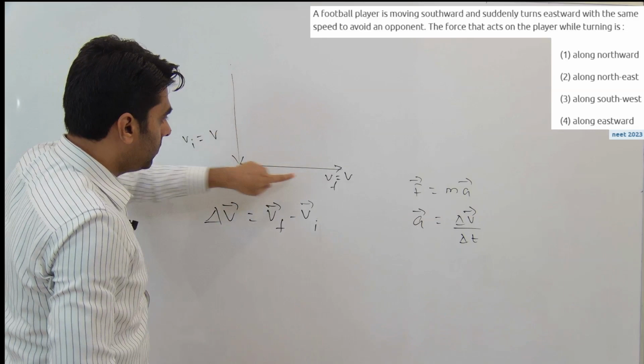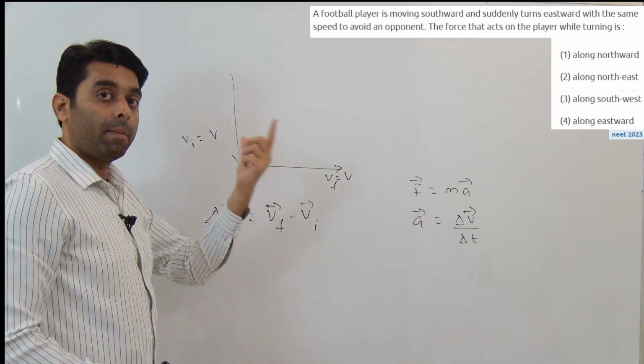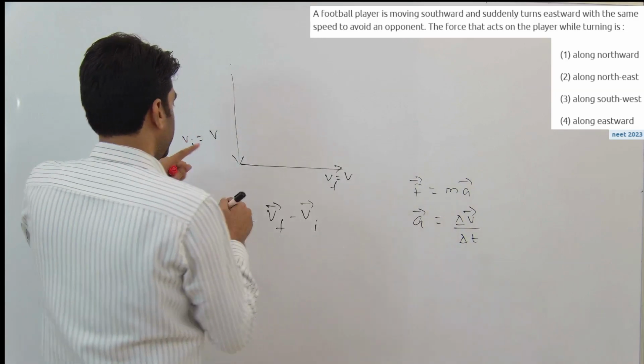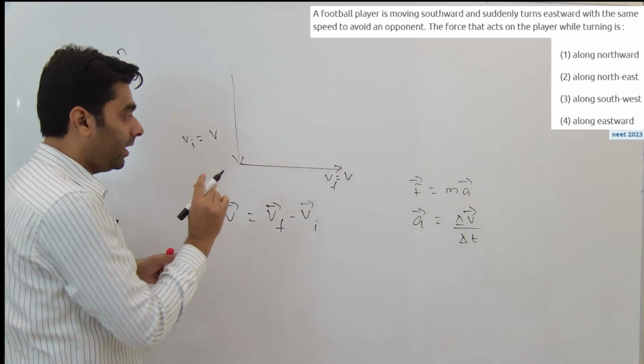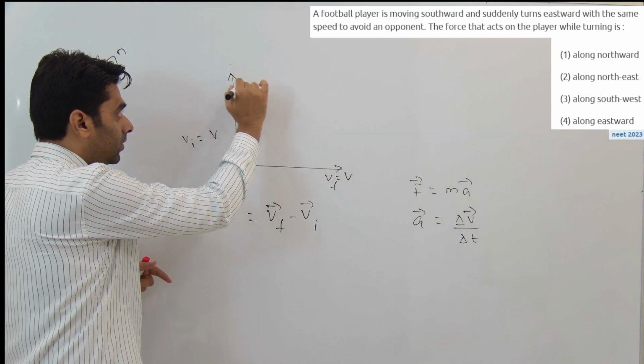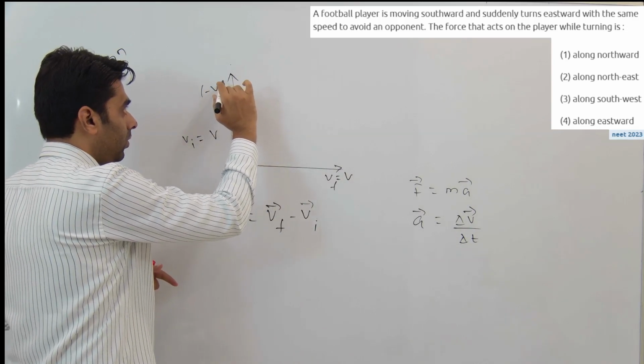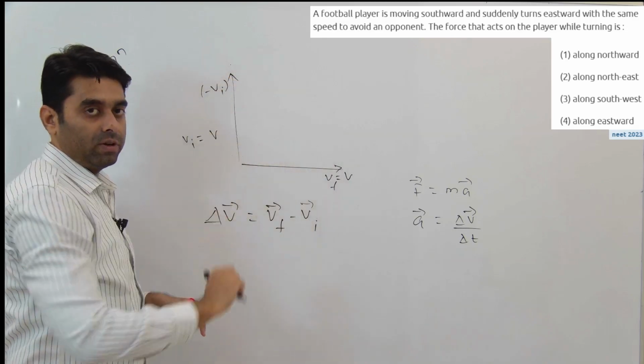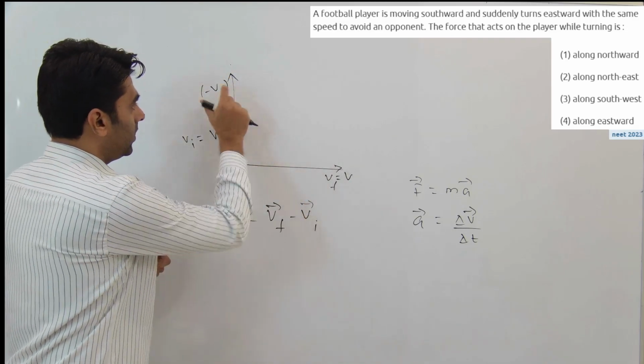How? This is V final, this is V initial. What is minus of V initial? If I have to draw minus of V initial, we will turn it by 180 degrees. So this is your minus of V initial. I hope this point is okay. V initial was downward, minus V initial is upward. Now this is V initial, this is minus V initial.